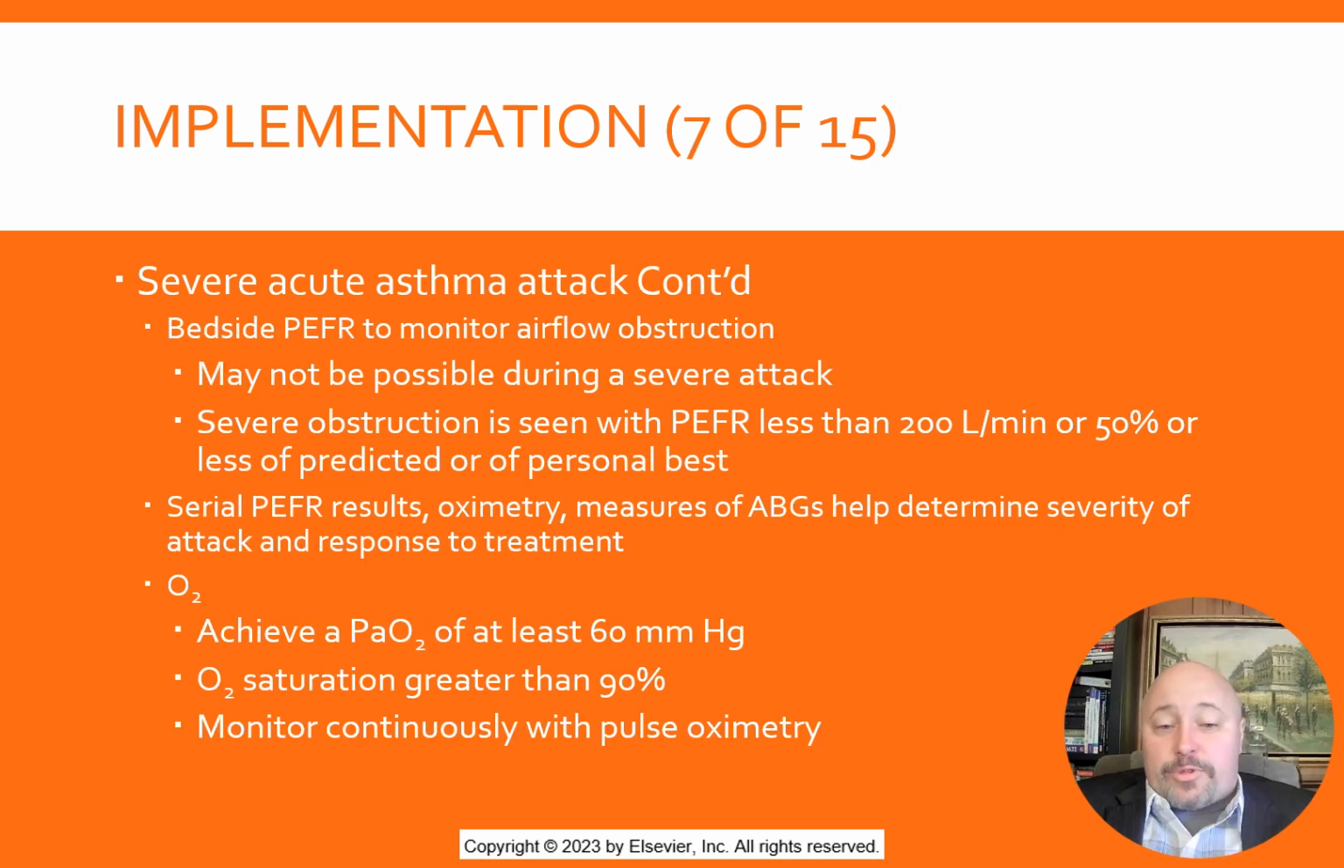Bedside peak expiratory flow rates to monitor airflow obstruction may not be possible during a severe attack. Severe obstruction is seen with a peak expiratory flow rate of less than 200 liters a minute, or 50% or less of predicted or personal best. For O2 therapy, we want to achieve a PaO2 of at least 60, with O2 saturations greater than 90%, and monitor continuously with pulse oximetry.